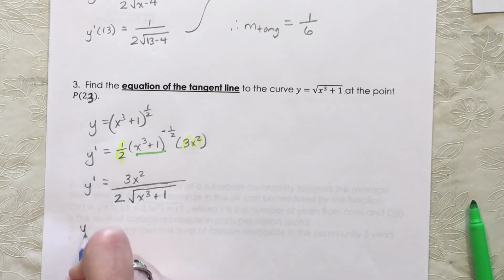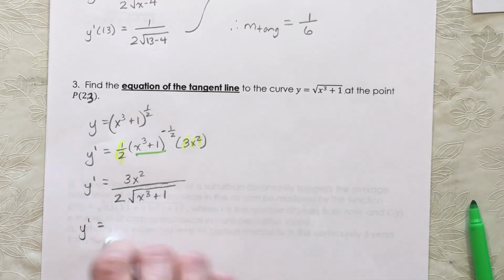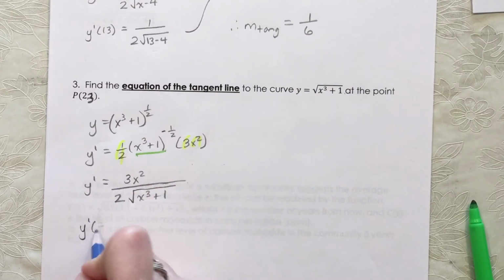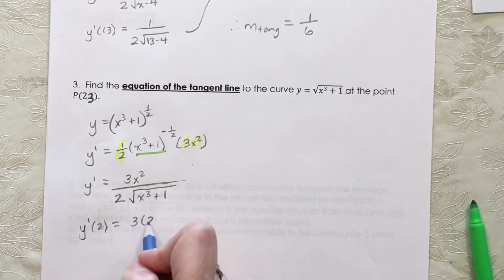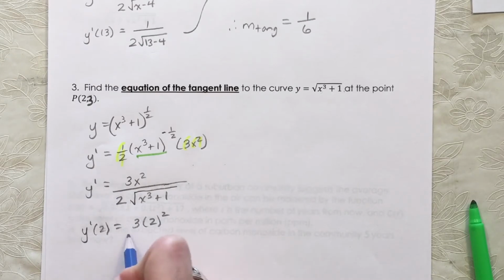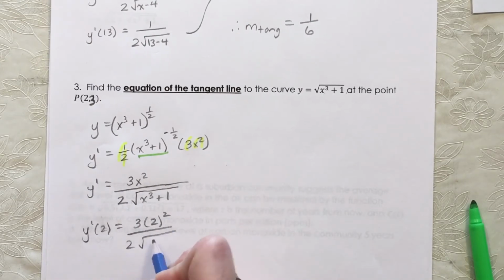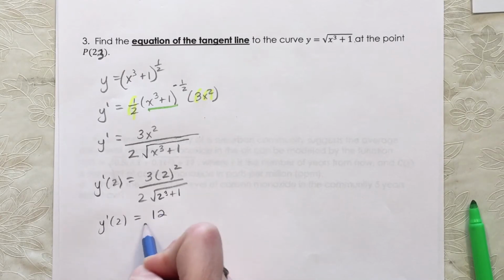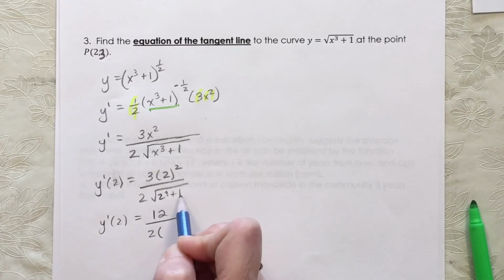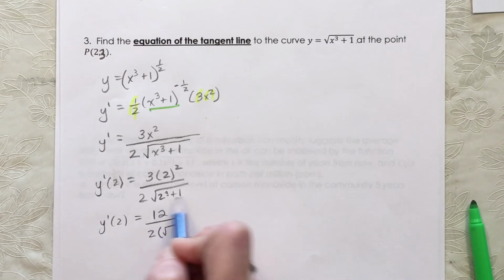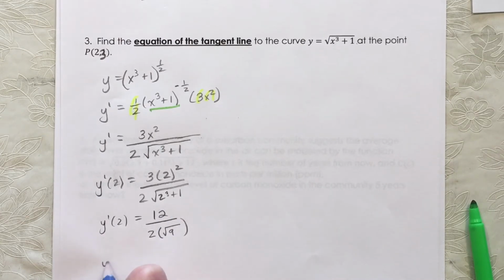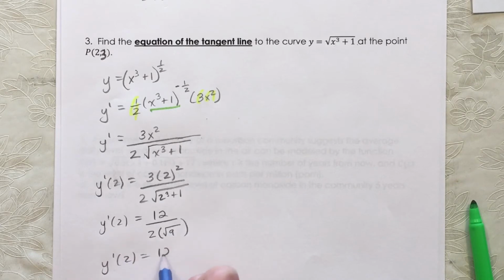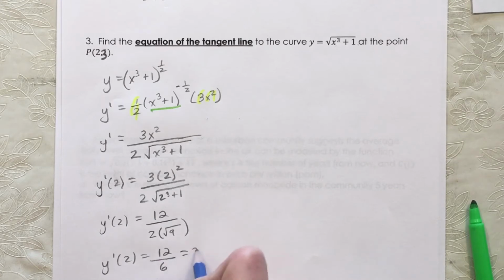So then to get the slope of the tangent, it's going to be y prime at 2. So 3 times 2 squared over 2 root 2 cubed plus 1. So that's 12 over 2 times the square root of 9. 12 over 6, 2 times 3, which is 2.